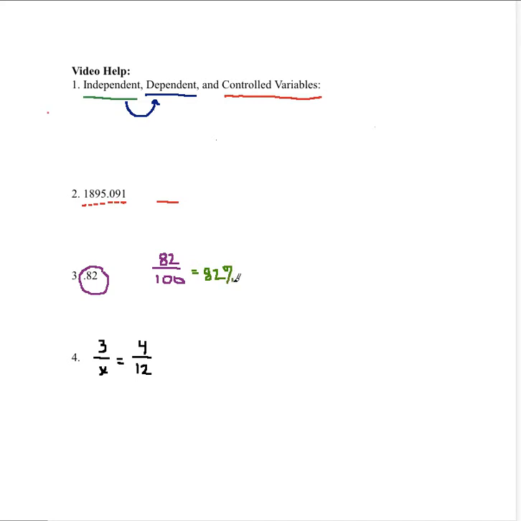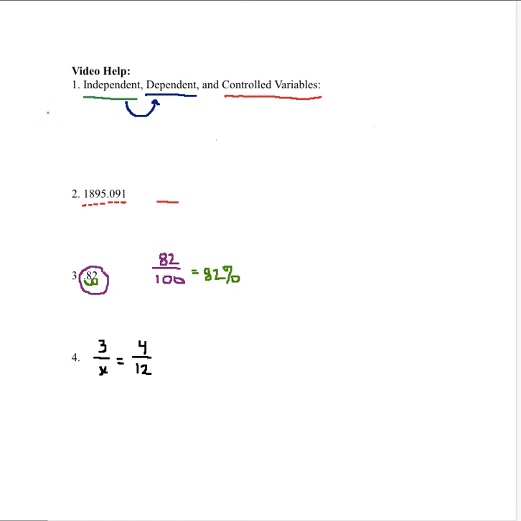Okay? You can either just multiply this by 100, or as I just said, by moving the decimal place over 2 places, you are effectively just multiplying by 100. So I'm going to move it 2 places to the right. 1, 2, and I get again 82%.